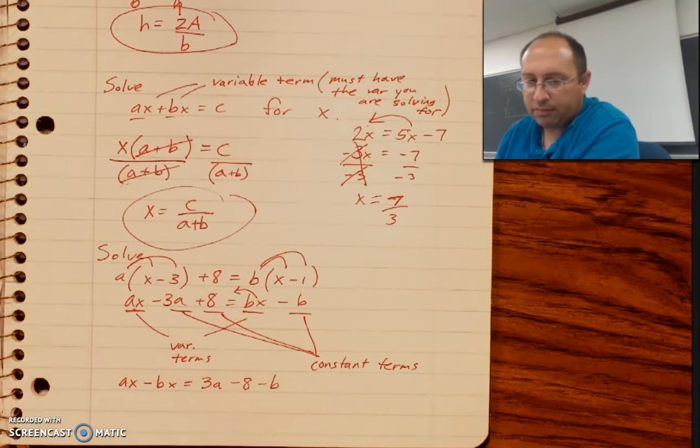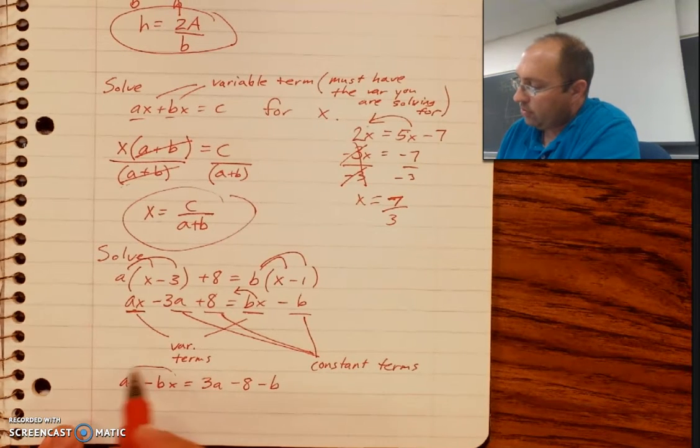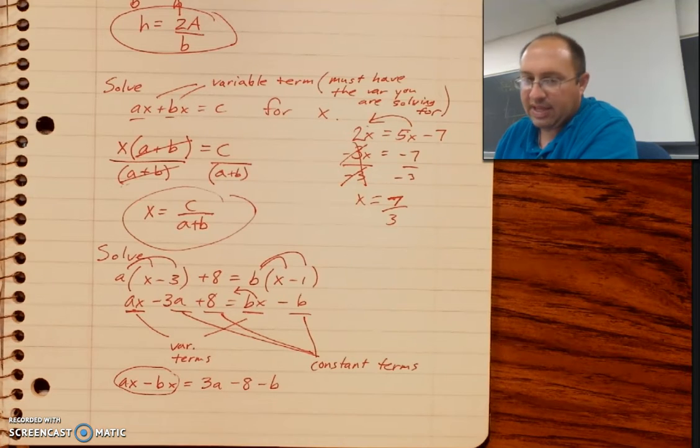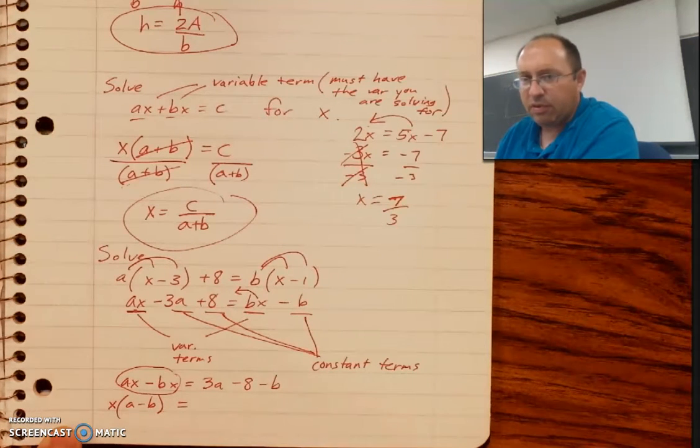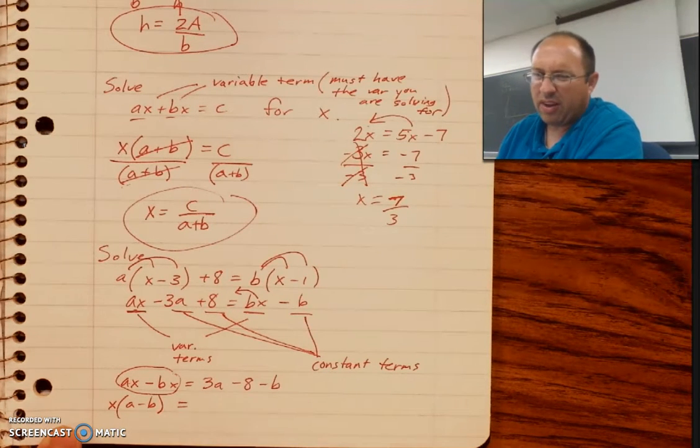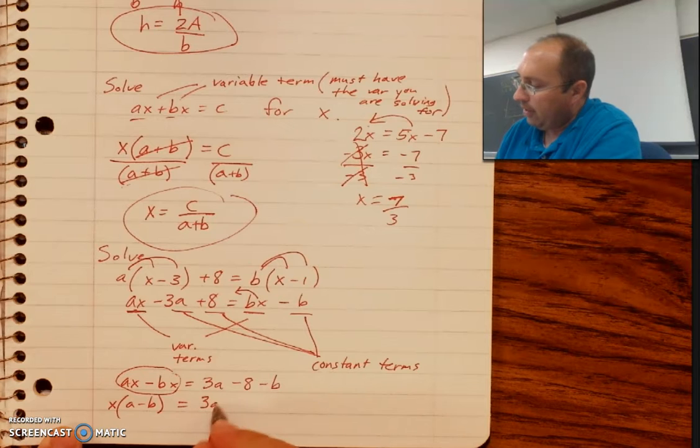It doesn't really matter. What do these two things have in common? They have the x in common. So I'm going to take the x out. Not to dinner because that would be very awkward. I mean, we don't get along that well. So 3a minus 8 minus b.